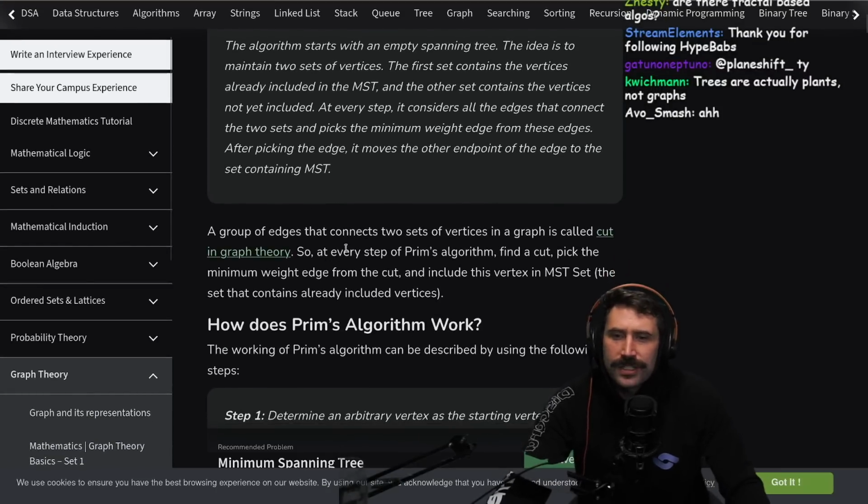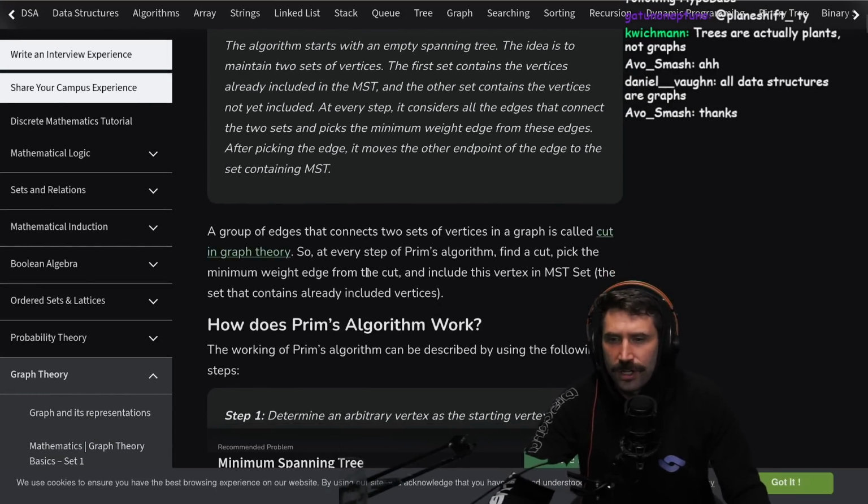A group of edges that connects two sets of vertices in a graph is called a cut in graph theory.